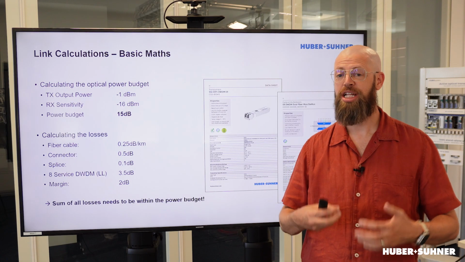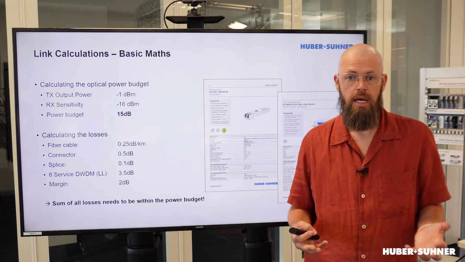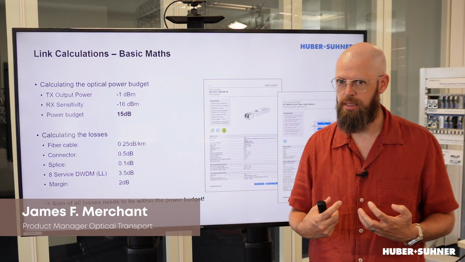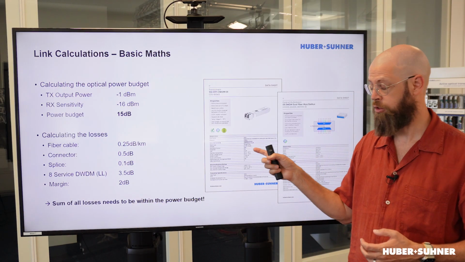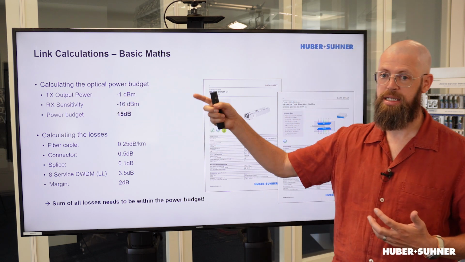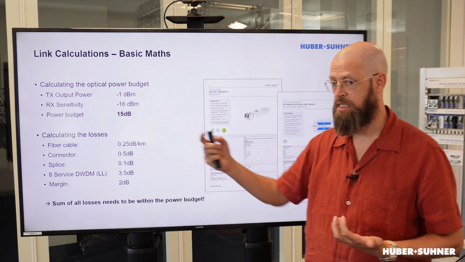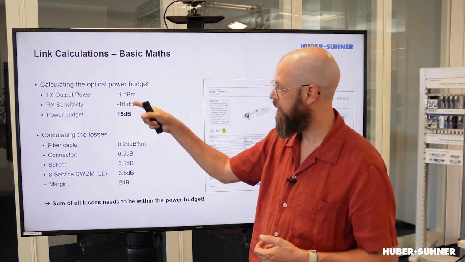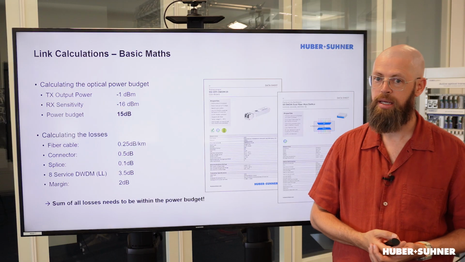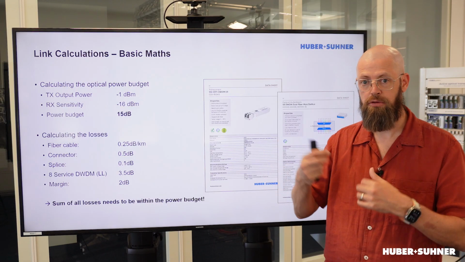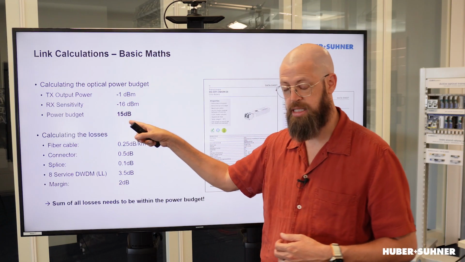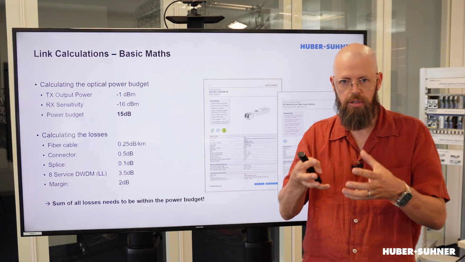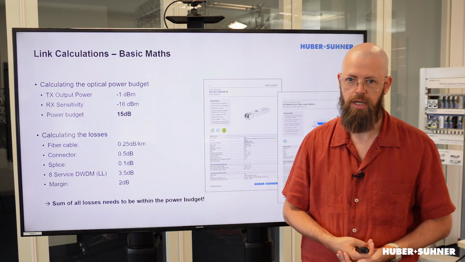Calculating an optical link actually isn't that difficult. It's basic maths. The first thing you need to do is work out what the optical power budget is. To do that, you look into the datasheet of the transceiver and check the transmitting output power, in this case -1 dBm, and also the sensitivity of the receiver, in this case -16 dBm. You take the delta of those two values, which is 15 dB, and that is the optical power budget you have to work with for this optical link.